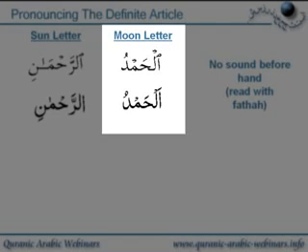So the rule is, with the definite article, if there's no sound before it, you read the Hamzatul Wasl as if it's got a fatha on it. So this will be Al-Hamdu. And notice there is a sukoon on the lam, because the ha here is a moon letter. It's not carrying a shadda.